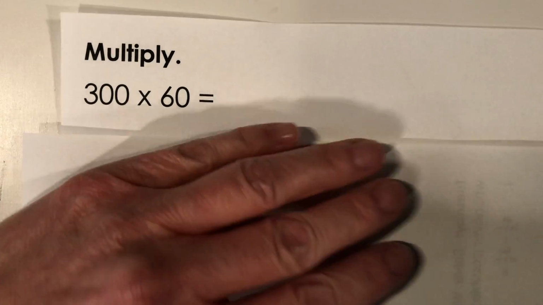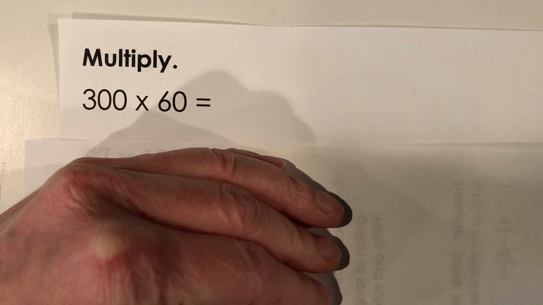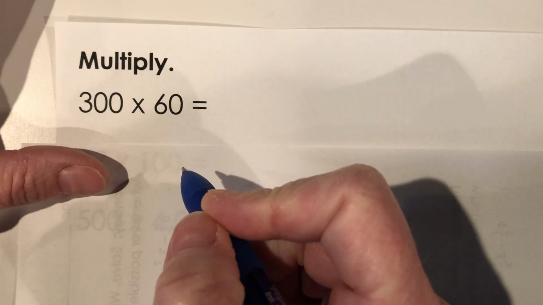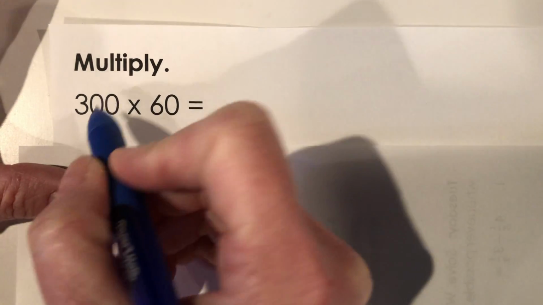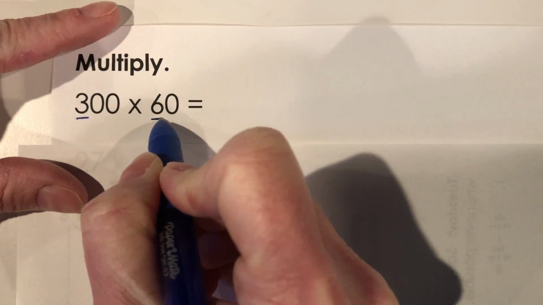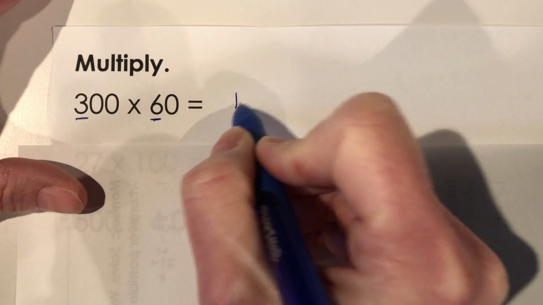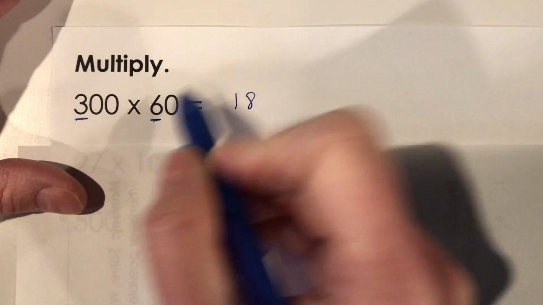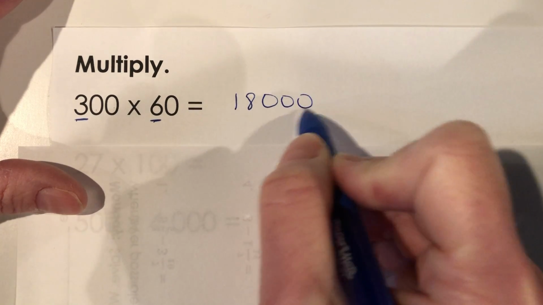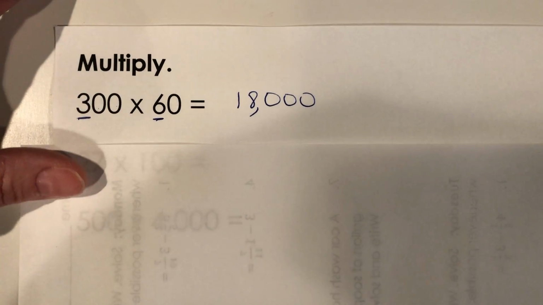So here is your first problem. I want you to solve 300 times 60. So press pause, press play when you are done. All right, you can do the 3 times the 6. And we get 18, and we see there are 1, 2, 3 zeros. We put in our commas, and you should have 18,000 for that one.